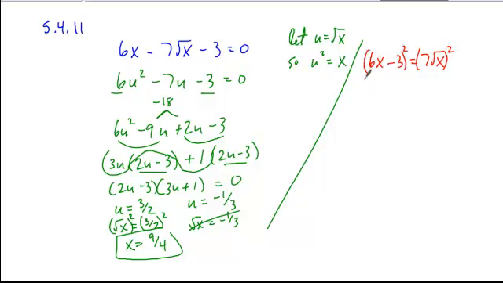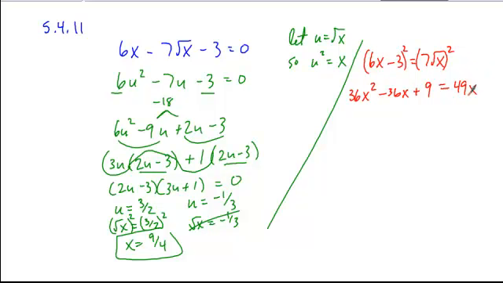When I square this binomial, I get 36x squared. Double the product of these terms: 6x times negative 3 is negative 18x. Double that gives me negative 36x, and my last term squared, negative 3 squared, is plus 9. That's all going to equal 7 squared, 49, times root x squared, x.